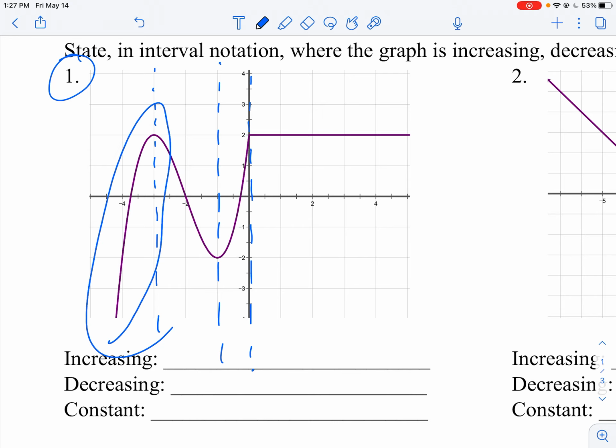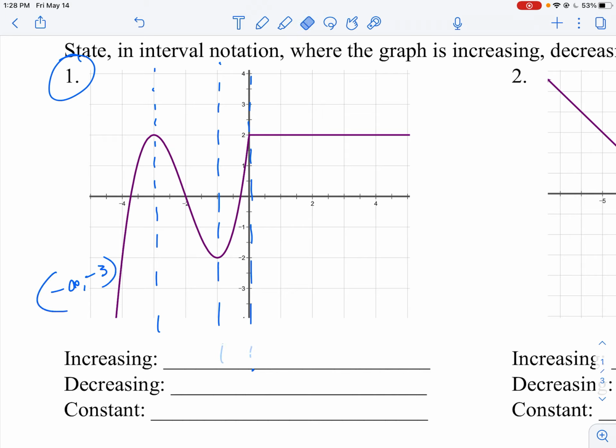So this first section here is increasing. And it started increasing from the far left, which is negative infinity. And then it stopped increasing here. But I don't put my y value. You don't put the y value on any of these. You put the x. And the x value here is halfway between negative 4 and negative 2, which is negative 3. So it goes from negative infinity to negative 3, all increasing. So let me put that on my increasing part. Negative infinity to negative 3.